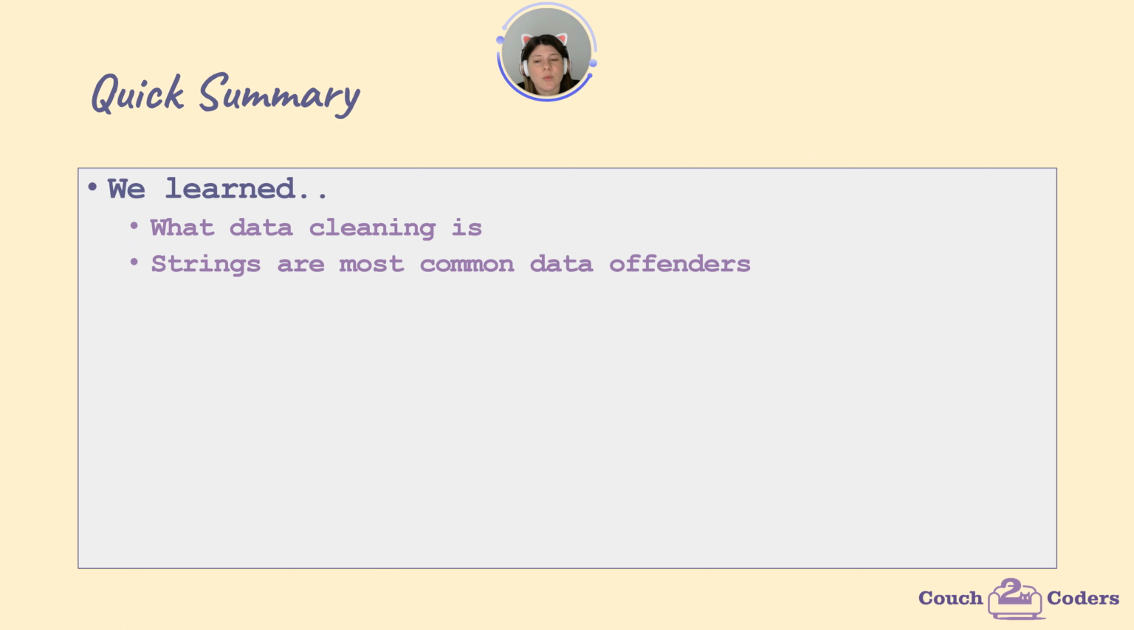To wrap up this lesson, we've learned what data cleaning is, and now we know that strings are the most common offenders. In our next lesson, we're going to go over a couple different examples, similar to what we did in the previous module, but with strings, and how we can handle all those different scenarios that we described. See you then.